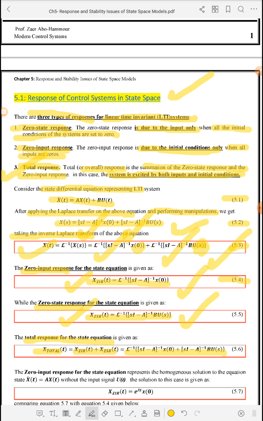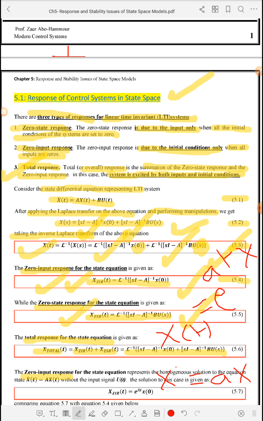If we focus our attention on equation 5.3, regarding this zero input response, and if we go back to the differential equations, we remember that if we have a single differential equation, x dot is equal to ax, the solution to this system will be x of t is equal to e to the power at multiplied by the initial condition x of 0.